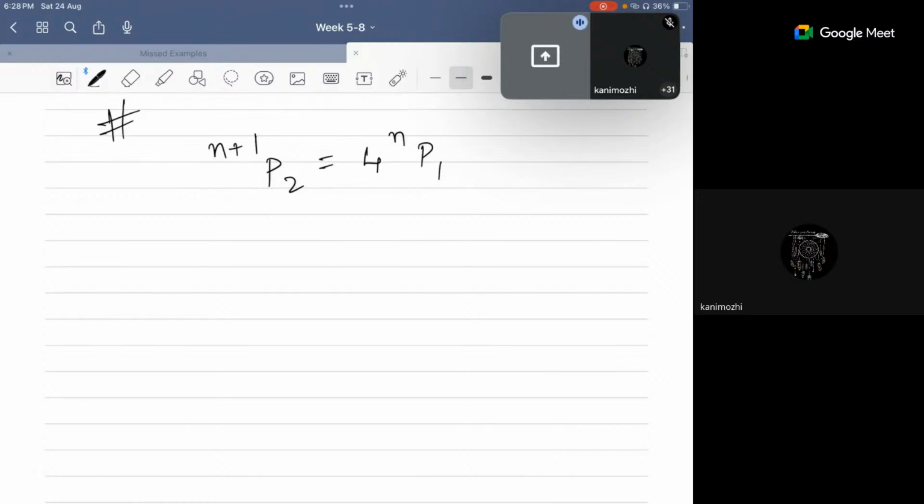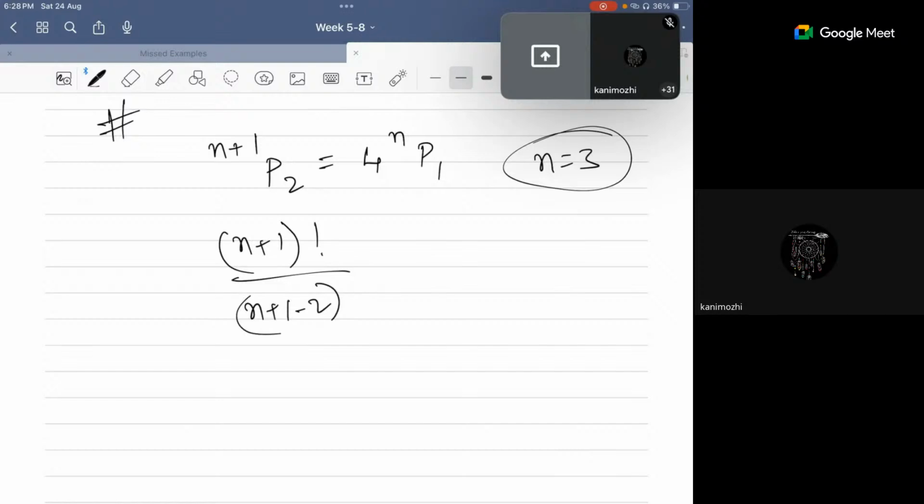The answer will be 3. We already know (n plus 1) factorial upon (n plus 1 minus 2) factorial equals 4 times n factorial upon (n minus 1) factorial. Just simplify it, and you'll get the value of n equals 3.